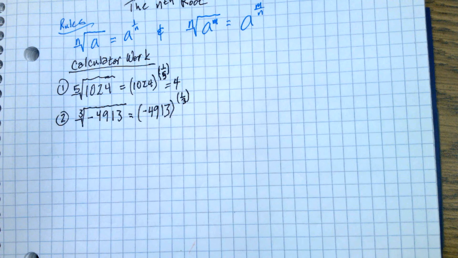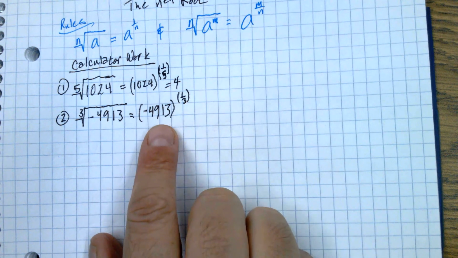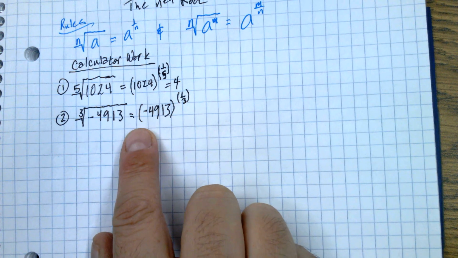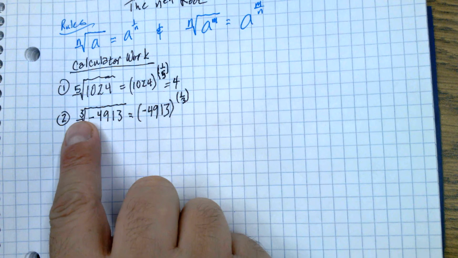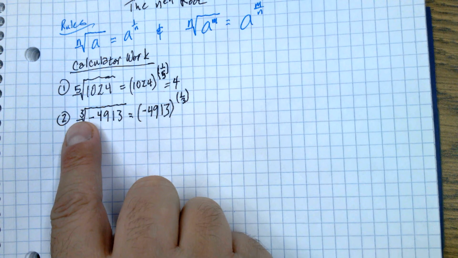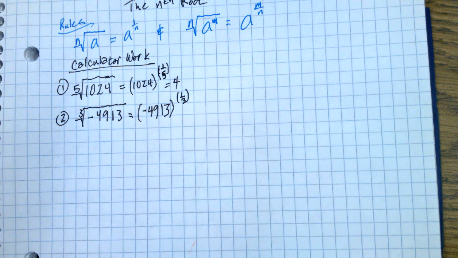Okay. And are we going to get an answer? Is it going to say error, no solution, or something like that? We got a negative. Well, remember, what kind of number is 3? Odd. Can we have negative roots to odd numbers? Yeah, that one's good. If it was a 4, an 8, any even number, we'd get an error.